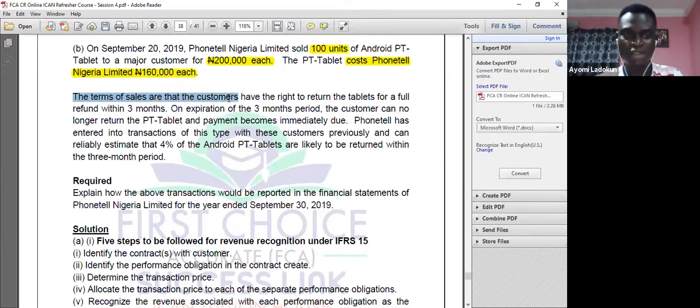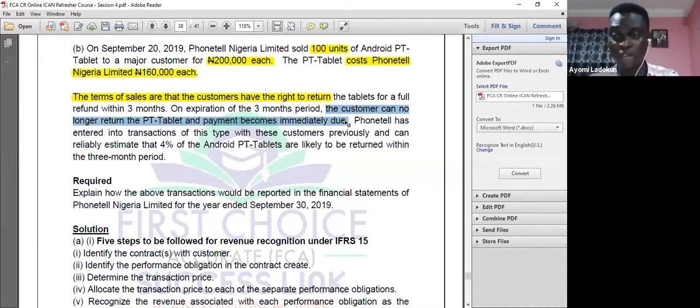At the time of the sale, the customer has the right to return. Can you see that? That is a variable consideration. I was telling you the other time, if a customer has the right to return, then you need to consider it in your revenue recognition. There is a refund within 3 months. On expiration of the 3-month period, the customer can no longer return and payment becomes due immediately. In revenue recognition, you don't necessarily have to collect cash for you to recognize revenue.